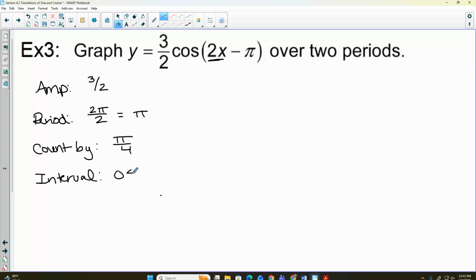My interval, we are going to set up between 0 and 2 pi because that's where we normally graph cosine, and our angle goes in the middle, so the 2x minus pi. And I have to solve that for x. So if I add pi to everything, I get pi is less than or equal to 2x is less than or equal to 3 pi. Divide everything by 2, so we get pi over 2 less than or equal to x less than or equal to 3 pi over 2.